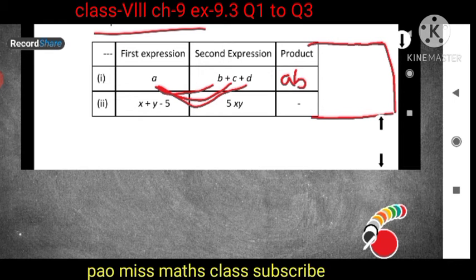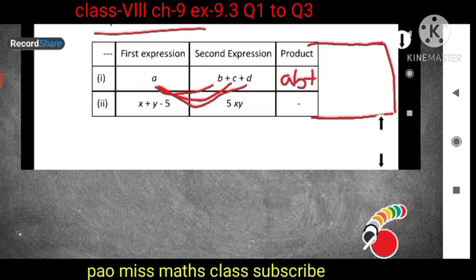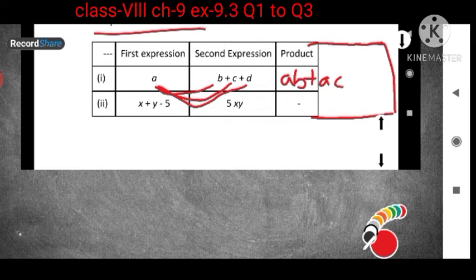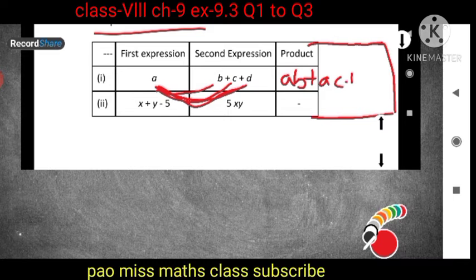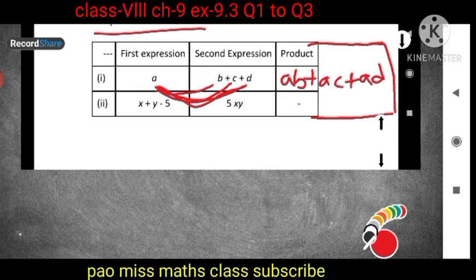So a into b will become ab, then plus. Now a into c will become ac, okay. Now again a into d will become plus ad. Now this is the product of the first given expression.